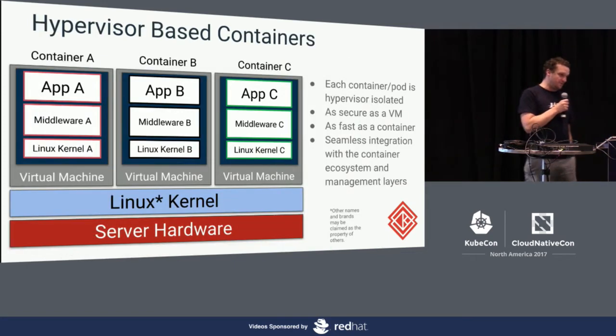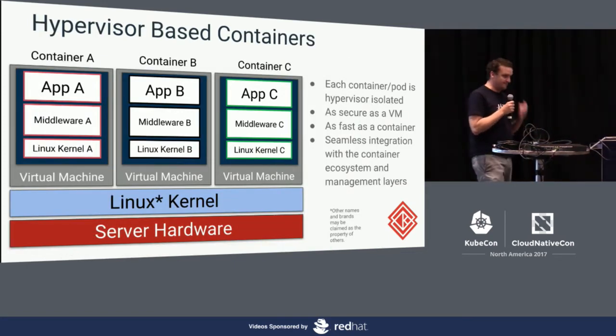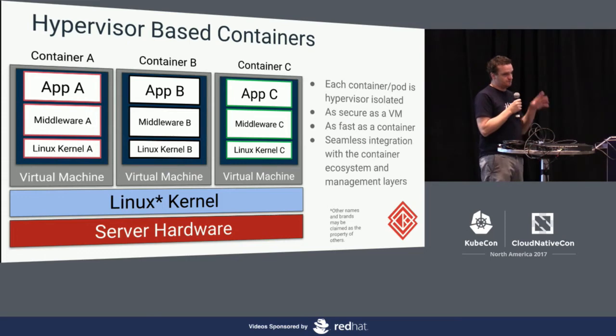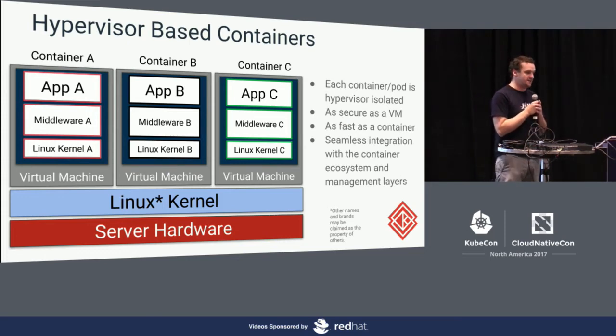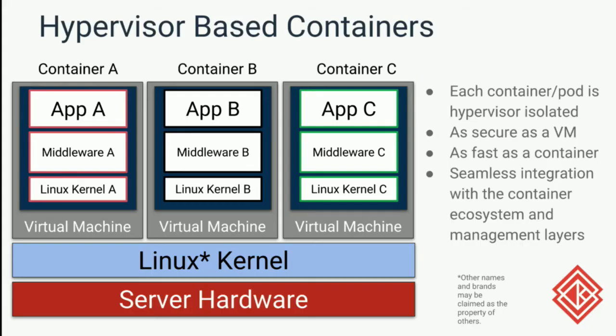What we propose with Kata Containers or hypervisor-based containers is to run each container inside its own virtual machine. So one big difference here is that each container runs on top of its own kernel. So you don't share the kernels across containers anymore. And you have a hardware isolation between all containers, and no longer a software isolation. So it's all about security.